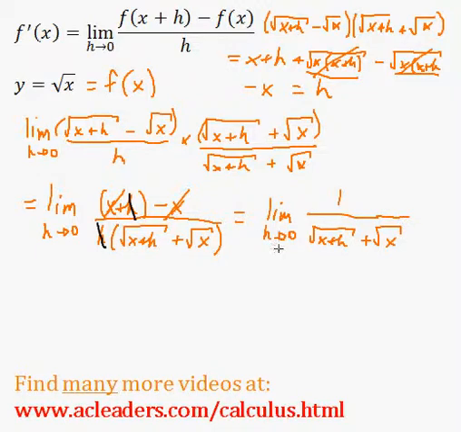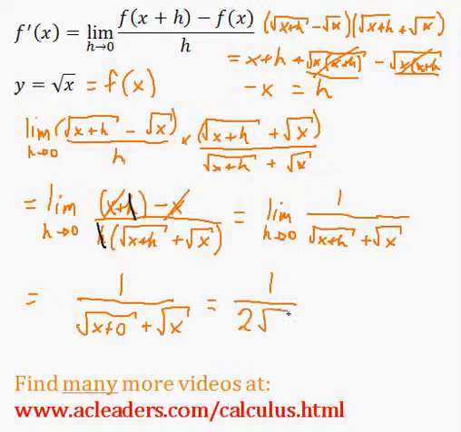At this point, of course, we can just get rid of the limit, plug in 0 for h, and we're going to end up with 1 over the root of x plus 0. Well, that was messy. Plus the root of x. The root of x plus 0 is just the root of x, and root of x plus root of x is just 2 root x. And this is the derivative of y equals root of x.